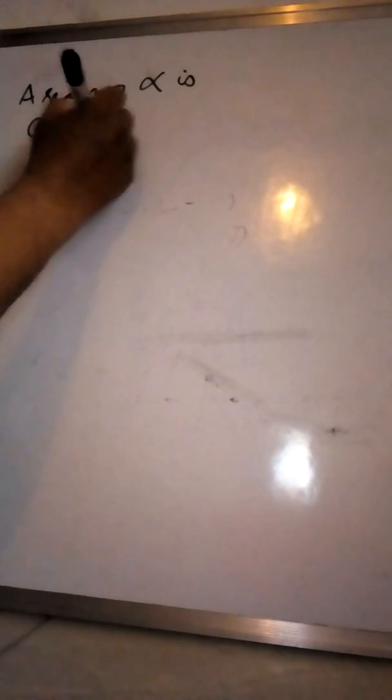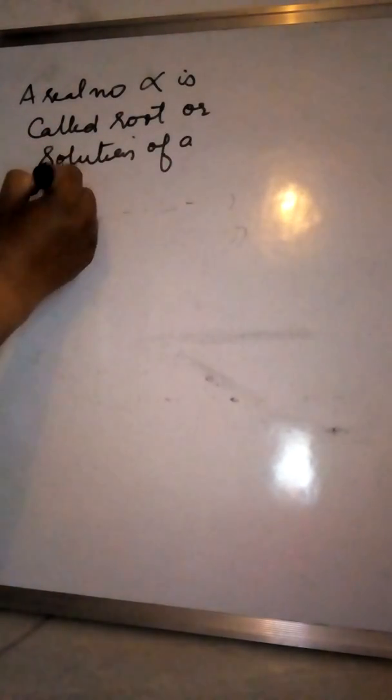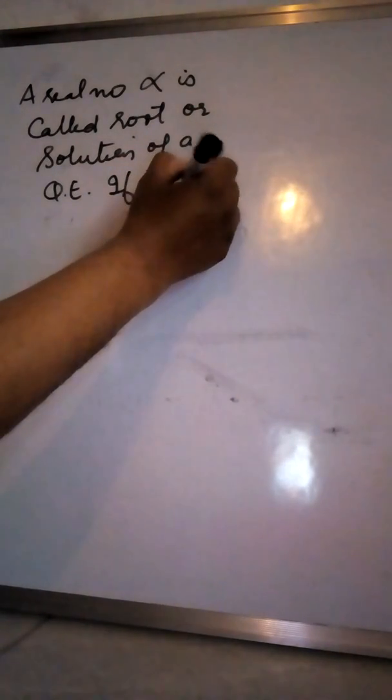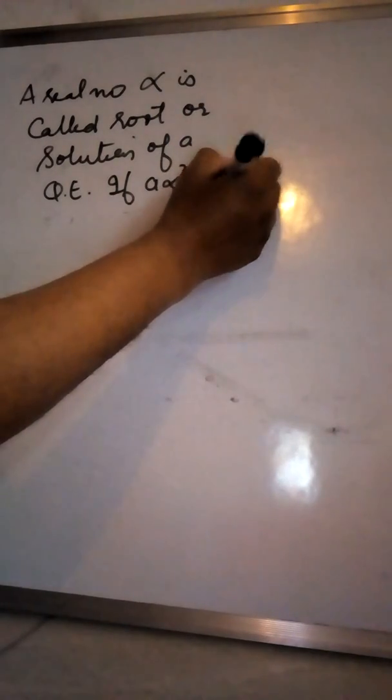So when I say, a real number alpha is called a root or solution of a quadratic equation if a alpha square plus b alpha plus c is equal to 0.